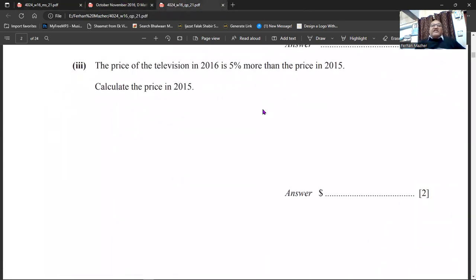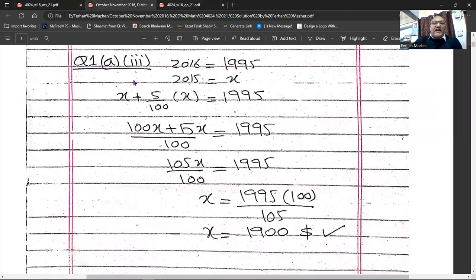Question number 1, A part, its third part. The price of the television in 2016 is 5% more than the price in 2015. Calculate the price in 2015. You see, the price in 2016 is given. We know that, 1995. And the price in 2015 is the question. So we don't know the price in 2015. This is reverse percentage. And we want to find out the value of the price in 2015. So we will suppose that is X. So X plus 5% of X equals 1995. And from this equation, I will find out the value.